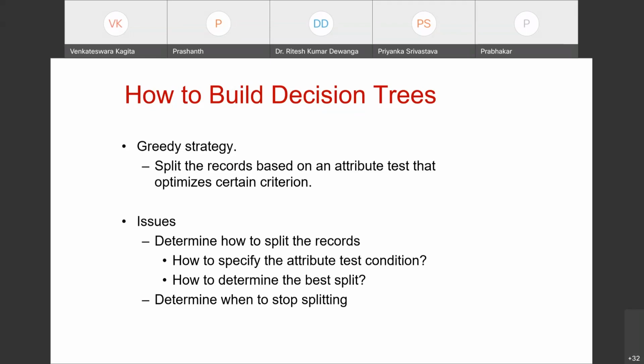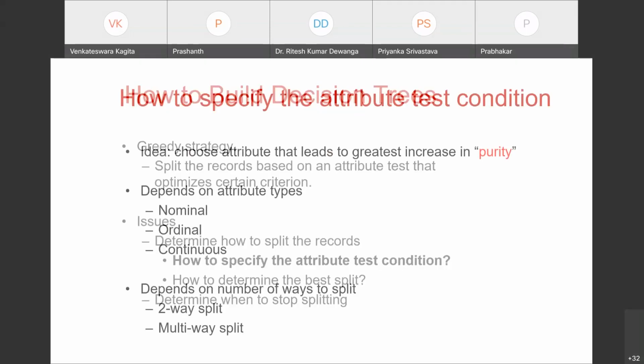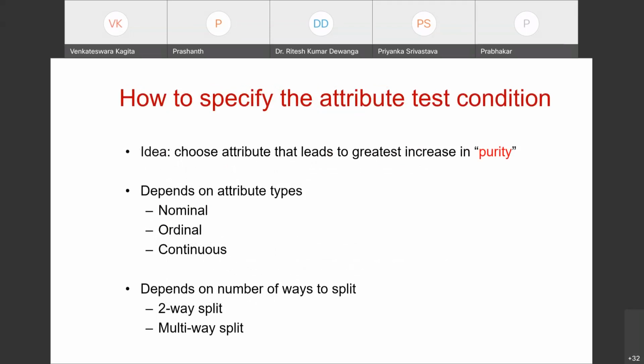So there are a few issues here. What are the issues? Determining how to split the records, how to specify the attribute test condition, how to determine the best split, and when to stop splitting. All these are issues we're going to address one by one. So we'll see first how to specify the attribute test condition.